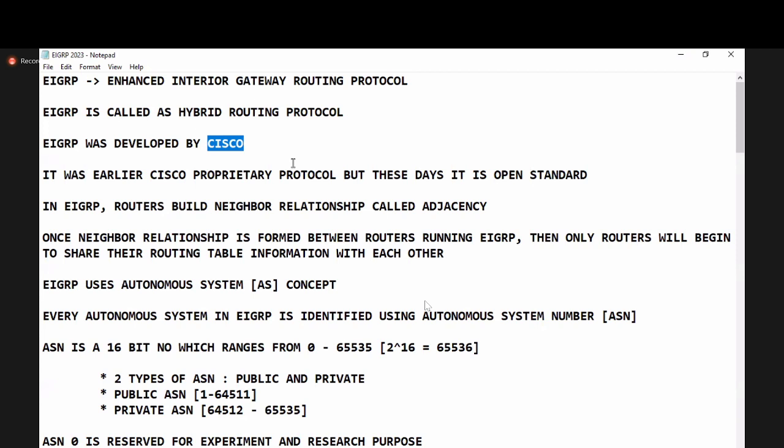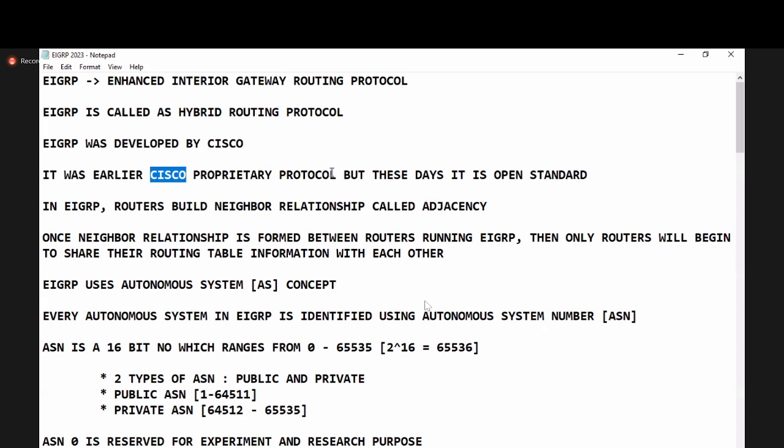It is basically developed by Cisco, and they made it proprietary. Proprietary means that only on Cisco devices, means if you're having a Cisco router, then only you can configure it. If you're having a non-Cisco router, you cannot configure it. Earlier it was like that. Means if all the routers in your network are Cisco, then only you can configure EIGRP. If you're having a different company's router, then you cannot configure it. Earlier it was like that.